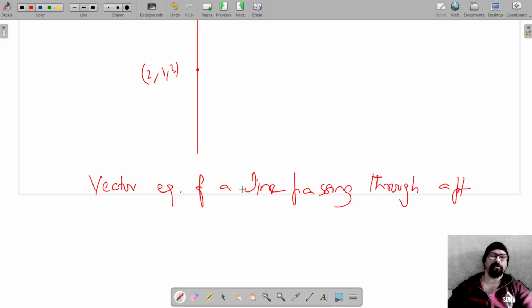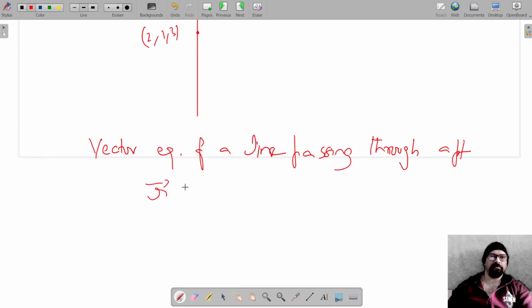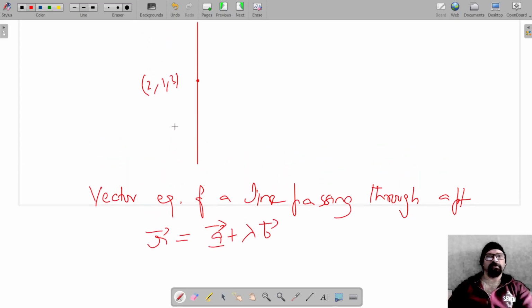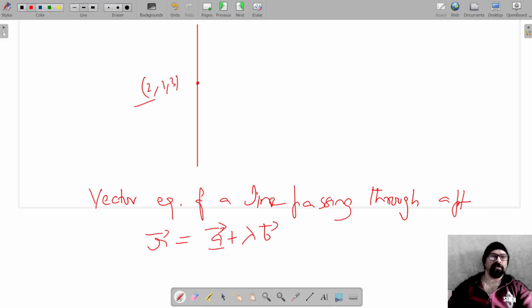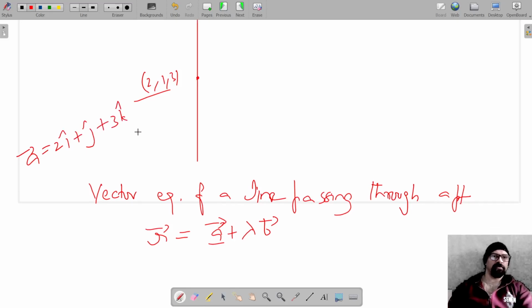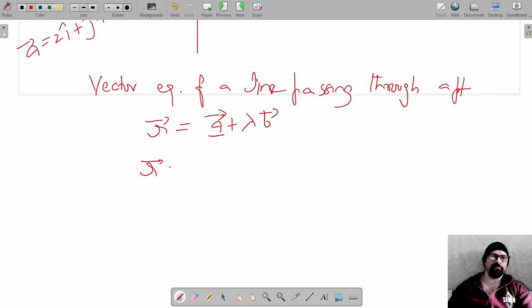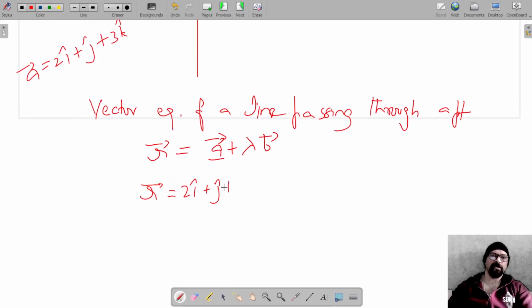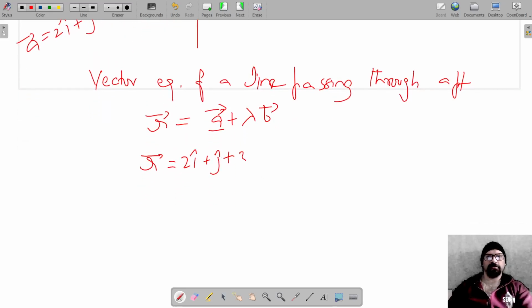r vector is equal to a vector plus lambda into b vector, where a is the position vector of the point through which it passes. Its position vector will be 2i cap plus j cap plus 3k cap. So I'm going to put the value of a vector, which is 2i cap plus j cap plus 3k cap, plus lambda into b vector.